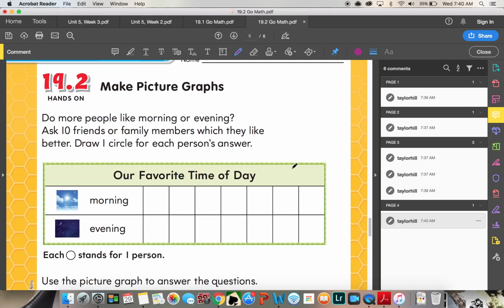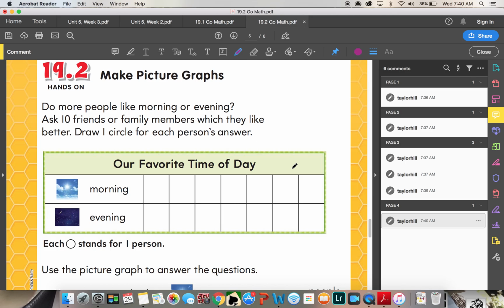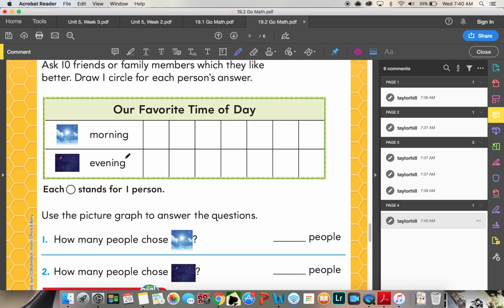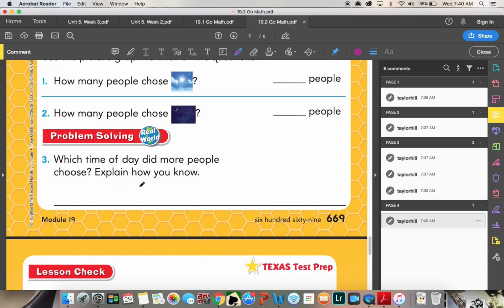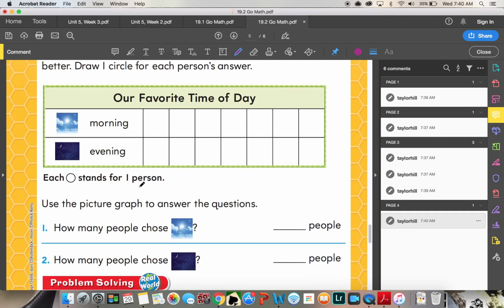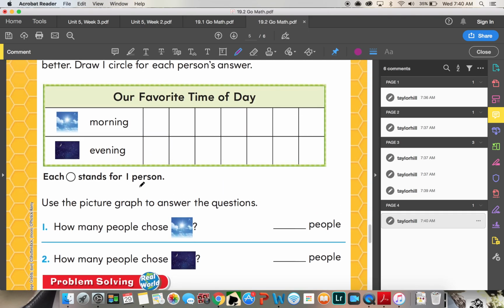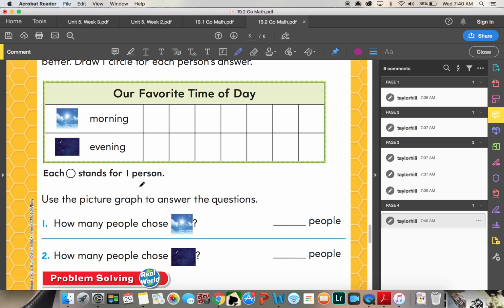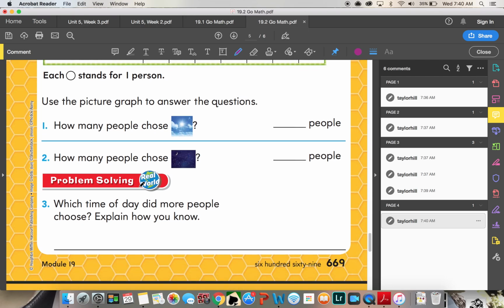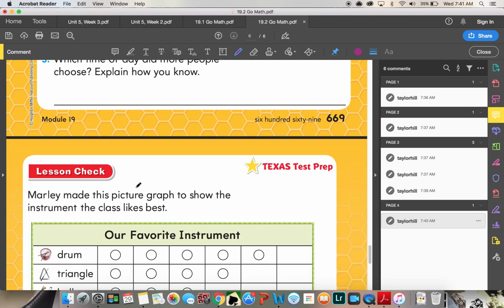All right. Do more people like morning or evening? Ask 10 friends or family members which they like better. Okay, ask your family members, your family at your house, which do they prefer, morning or evening, and record their responses. Each circle stands for one person, and then answer the questions regarding the graph. So you'll get your total of your family that enjoys morning or evening, and then you'll answer how many people chose morning, how many people chose evening, and what time of day did more people choose. Okay.